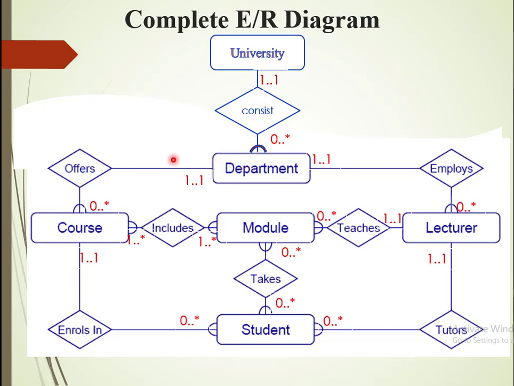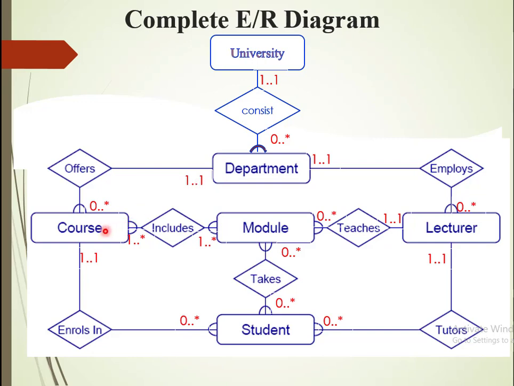Now we go to the next relationship, between the department and the course. A department may not be offering a course, or may be offering one course, or may be offering many courses. That's why we are having 0, asterisk. However, we know that a course only belongs to one department, or is offered by one and only one department. For a course to exist, we expect that there is a department offering that particular course.